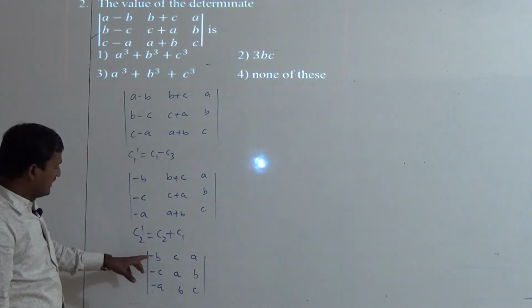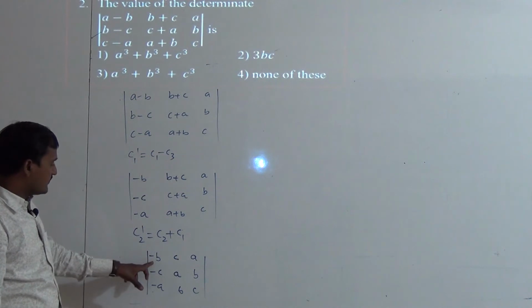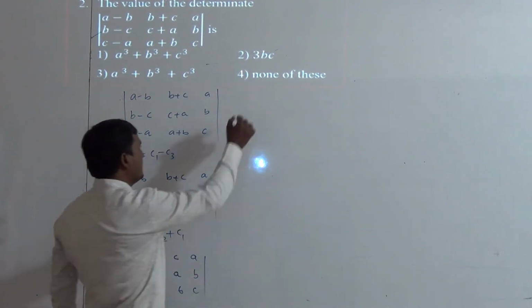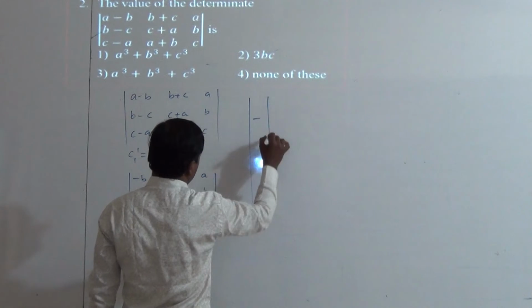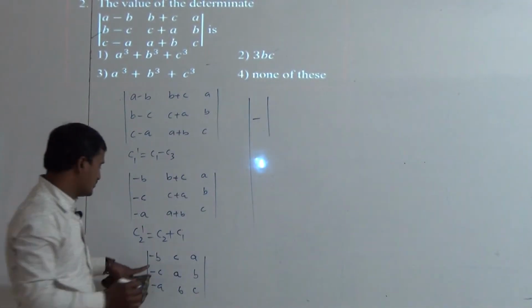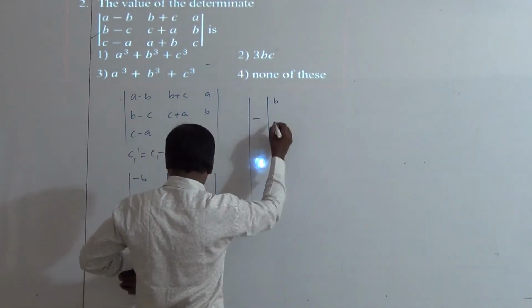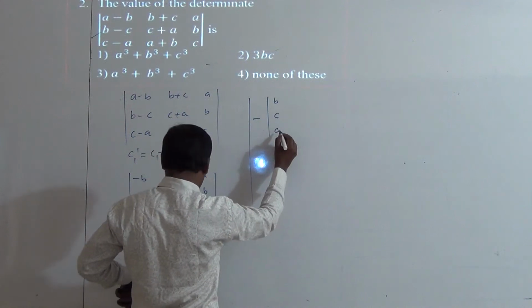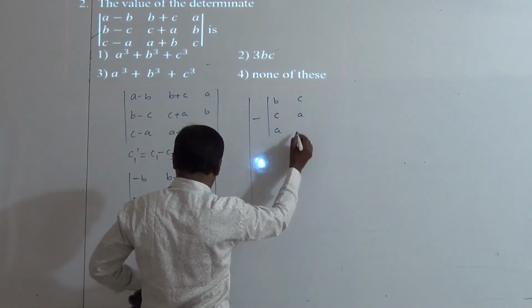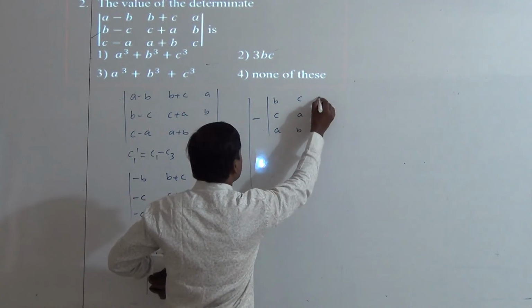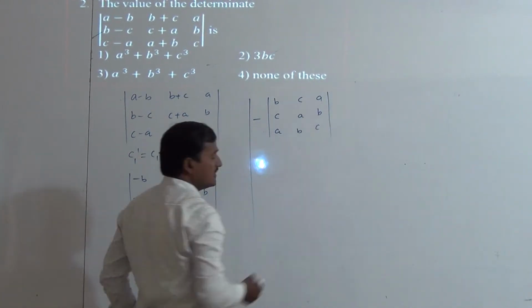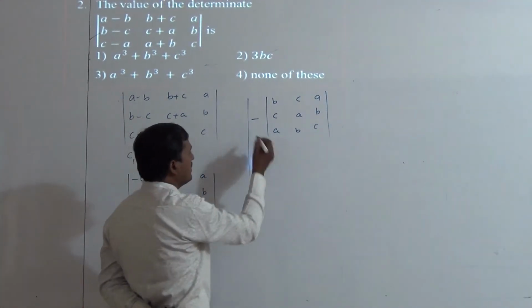Now I will take minus common from the first column. So clearly, taking minus outside from the first column, here we are getting b, c, a, c, a, b, and here it is a, b, c, right? Now expand the determinant along the first row.